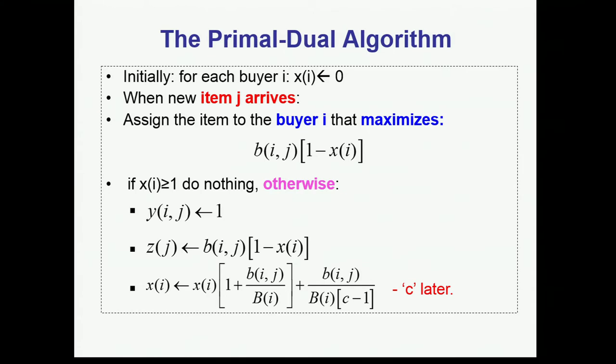And the algorithm is the following. The value of XI is updated by this multiplicative update. And when the buyer exhausts his budget, XI is going to be equal to 1, so we're not going to sell him any item.